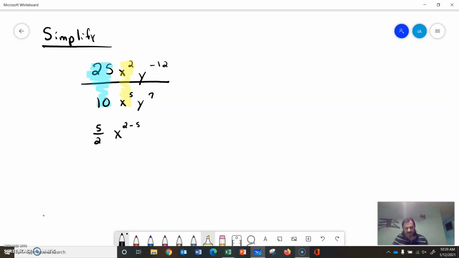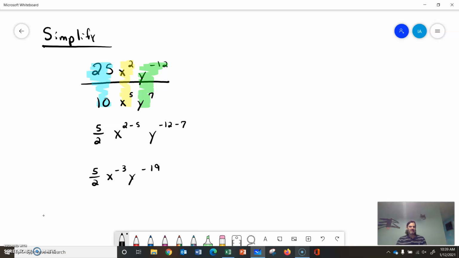And then the last one over there, the y, is y to the negative 12 on top and y to the 7 on bottom. So again, we'll subtract exponents, so we'll have y to the negative 12 minus 7. So in cleaning that up a little bit, we'll have 5/2 x to the negative 3, y to the negative 19.